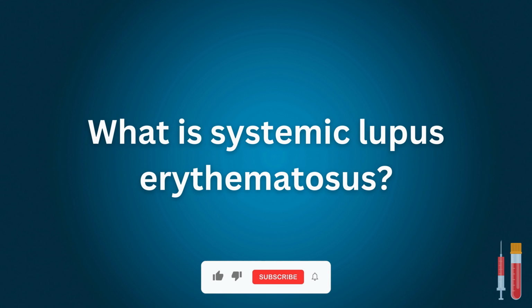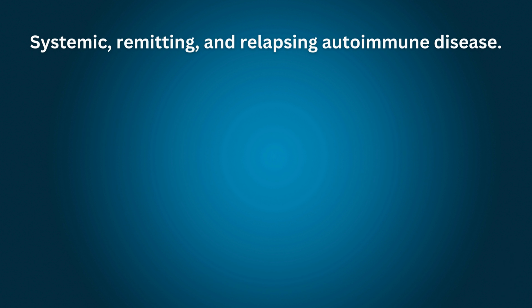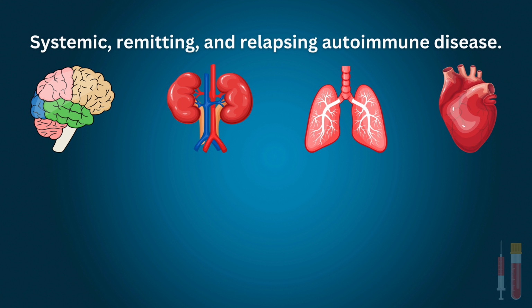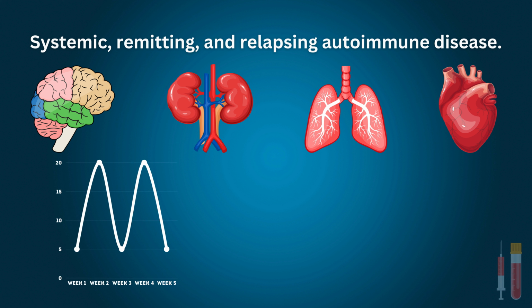What is systemic lupus erythematosus? Systemic lupus erythematosus, or SLE, is a systemic disease, which means that it affects several body systems such as the central nervous system, urinary system, respiratory system, and cardiovascular system. Remitting and relapsing is a term used to describe a pattern of a disease characterized by cycles of improvement or remission and worsening or relapse.